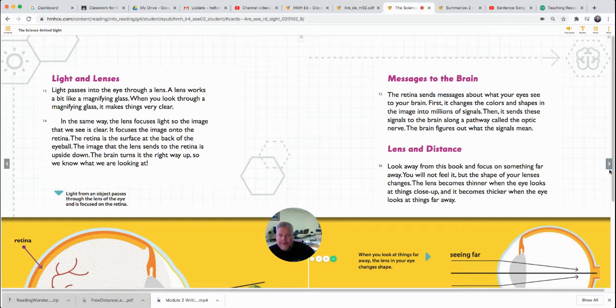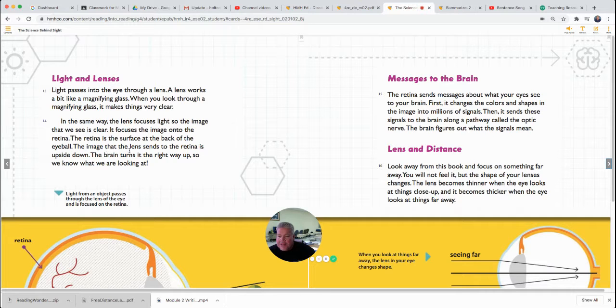Okay, let's read this page. Light and lenses. Light passes into the eye through a lens. A lens works a bit like a magnifying glass. When you look through a magnifying glass, it makes things very clear. In the same way, the lens focuses light so the image that we can see is clear. It focuses the image onto the back of the retina. The retina is the surface at the back of the eyeball.